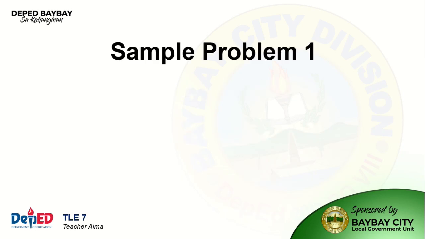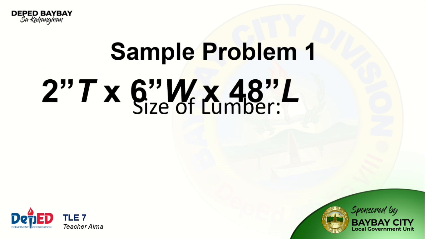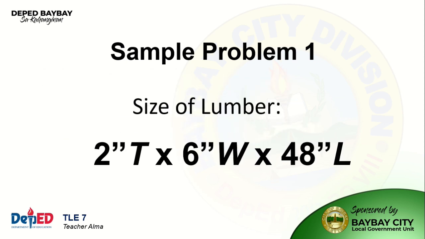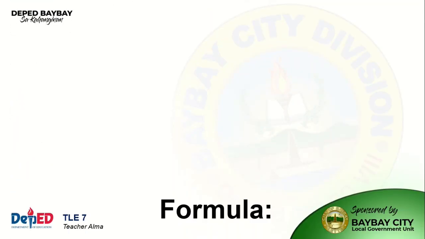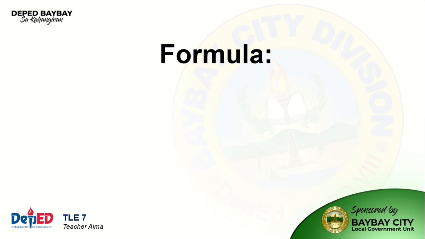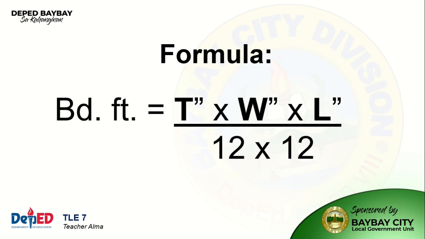Sample problem number 1 for formula number 1. We have a size of lumber which is 2 inches thick times 6 inches wide times 48 inches long. We can see that its length is in inches, so we are going to use formula number 1, which is board feet is equal to thickness times width times length divided by 12 times 12.